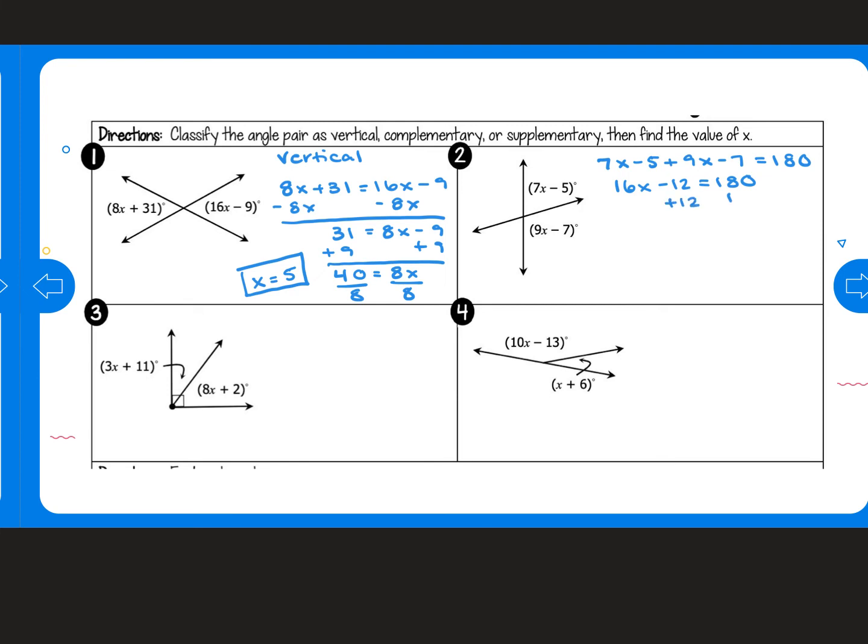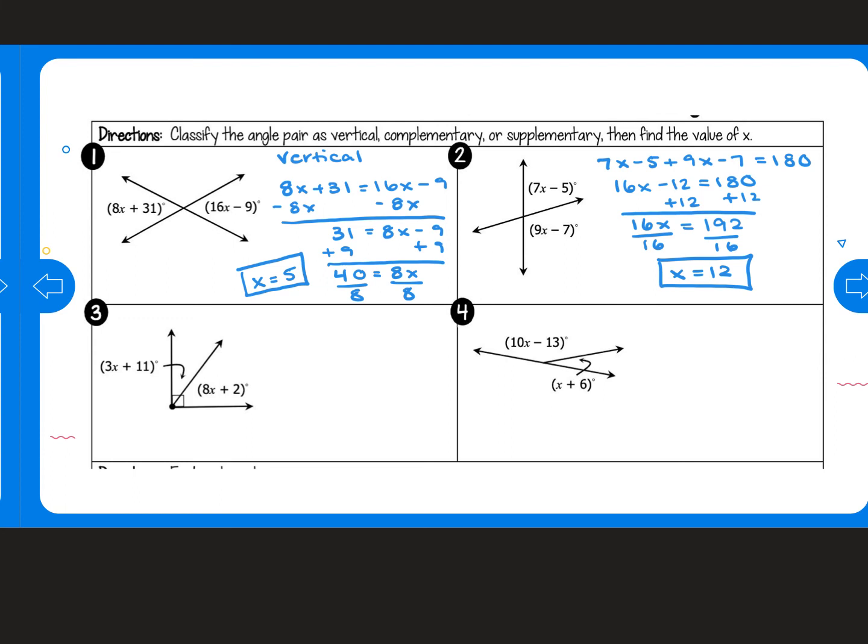I'm going to add 12 onto both sides. I get that 16x is equal to 192. Divide both sides by 16, and we get that x is equal to 12.